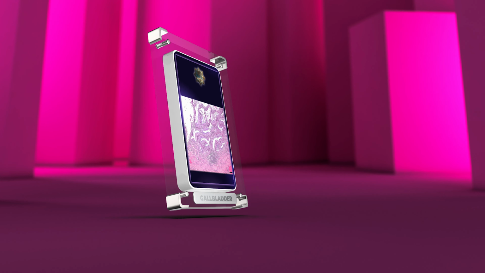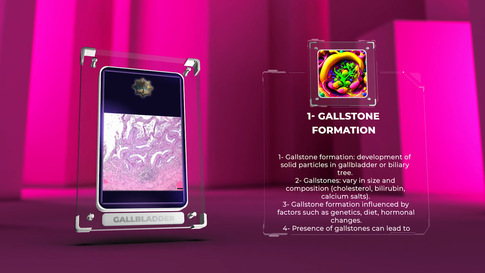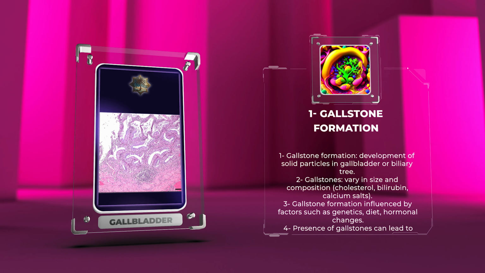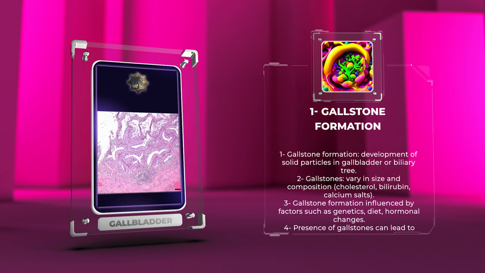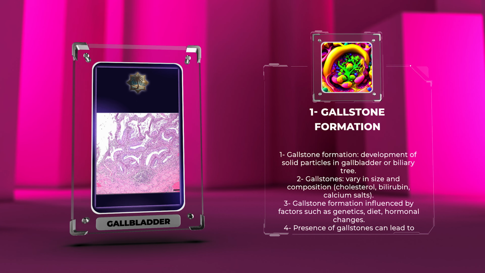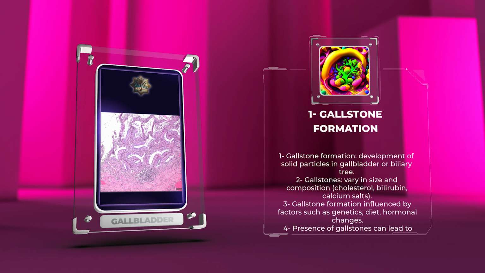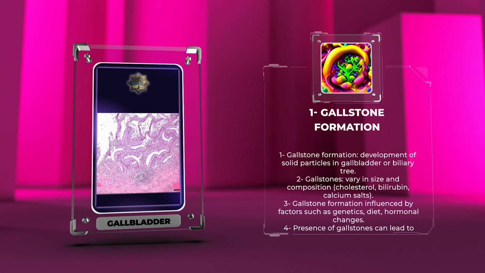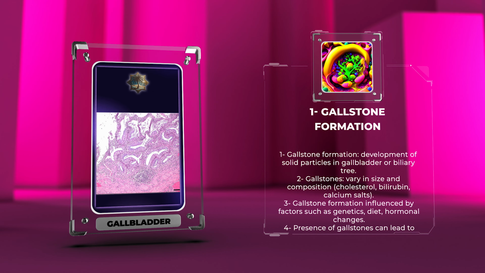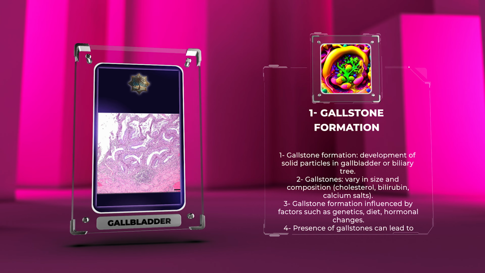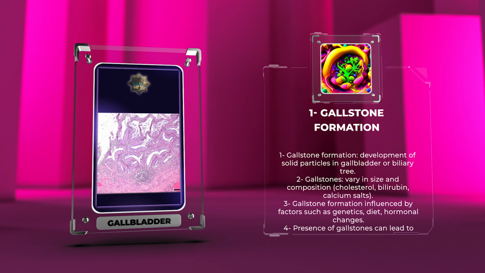Gallstone formation is a pathological condition characterized by the development of solid particles within the gallbladder or biliary tree. These particles, called gallstones, can vary in size and composition, mainly consisting of cholesterol, bilirubin, and calcium salts. The precipitation of these components results from an imbalance in bile composition, which may be influenced by factors such as genetics, diet, and hormonal changes. The presence of gallstones can lead to various complications, including biliary colic, acute cholecystitis, and cholelithiasis.